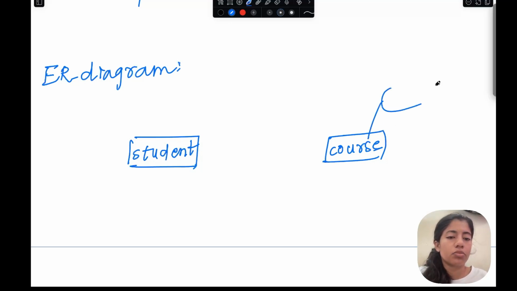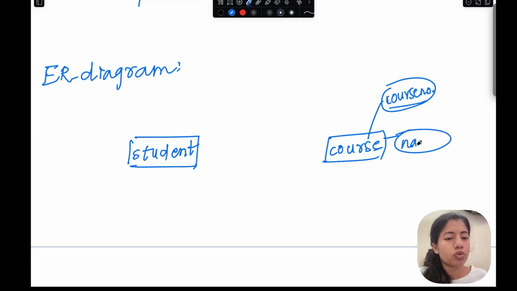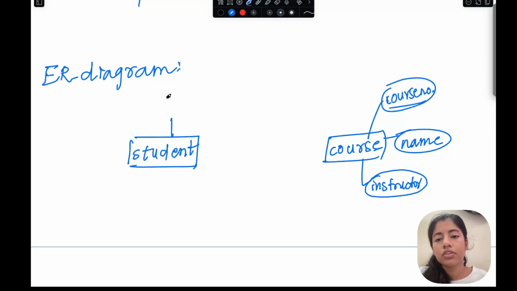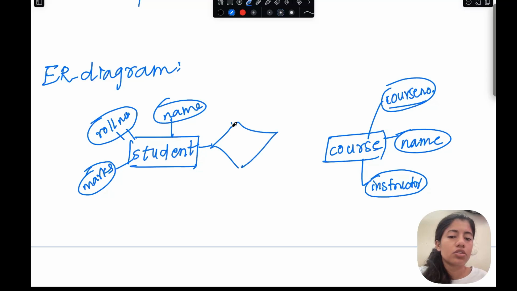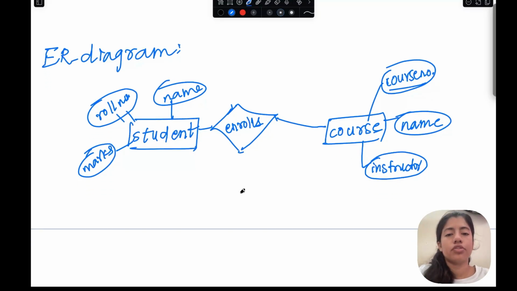The course can have a course number, the name of the course, and instructor. And the student can have a name, a roll number, and marks. Now we have a relation between these, that a student enrolls in a course. So how do I represent it in the form of a table?